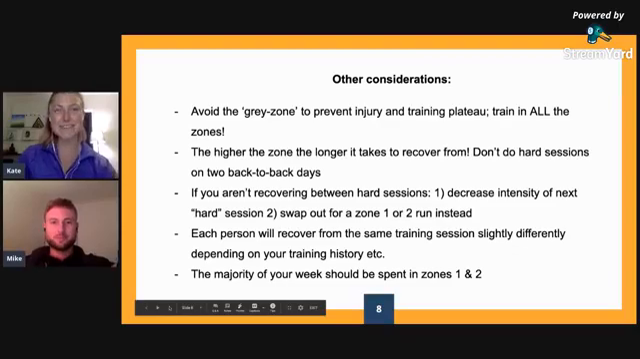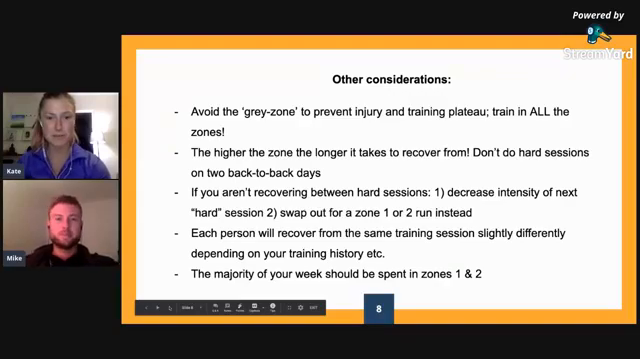And then we've just thrown in a couple of other key points, I guess, the takeaways to end everything with. So we've pretty much touched on the first one, but just the importance of training in all the zones, but avoiding the sort of mid-ground and only implementing that on occasion and for a specific purpose.